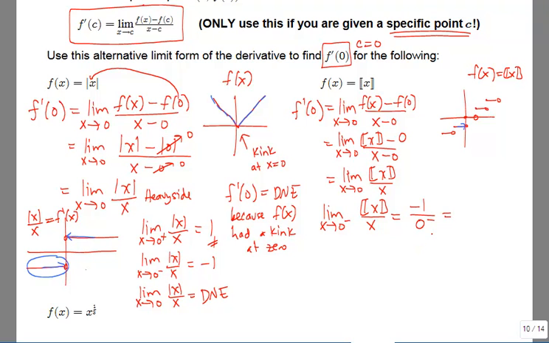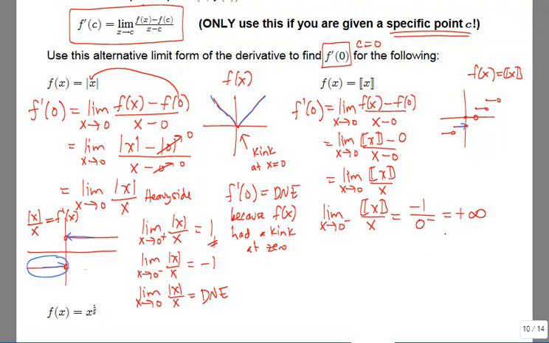So think about what that's doing. That's a constant over something getting smaller and smaller and smaller. So that means this is going to get bigger and bigger and bigger as a fraction. 1 over something small gets big. And since you have a negative over a negative, this is going to positive infinity.